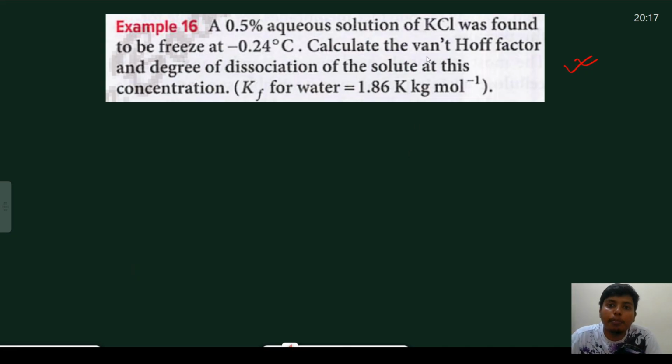So first find out the Van't Hoff factor. A 0.5% aqueous solution is given, W by W. You have to find out the molality first. Do it, it will take a little bit of time. Very less response from you.